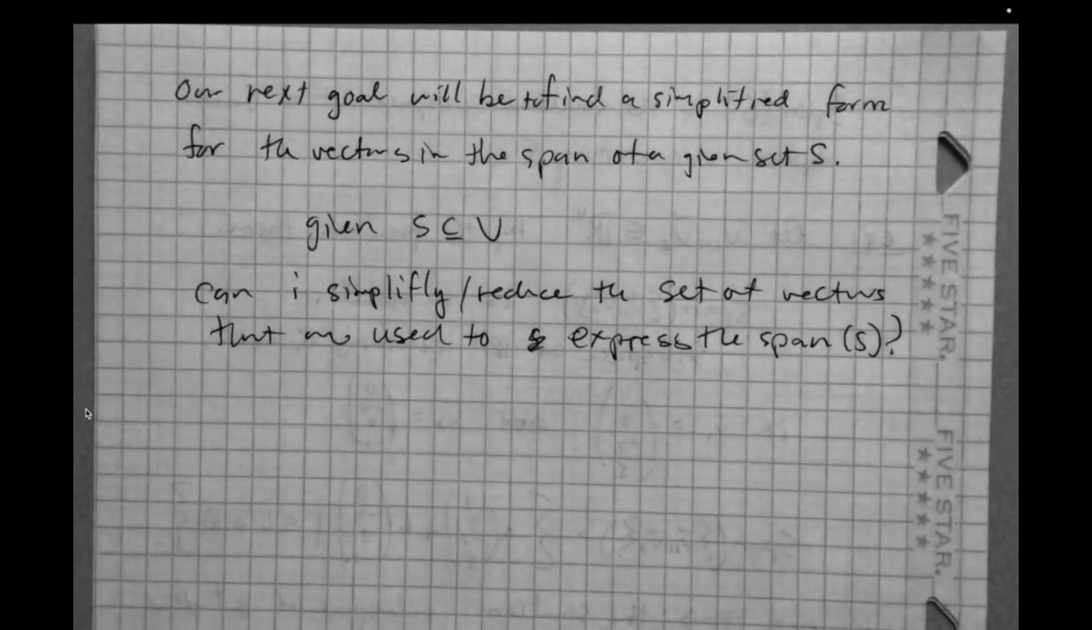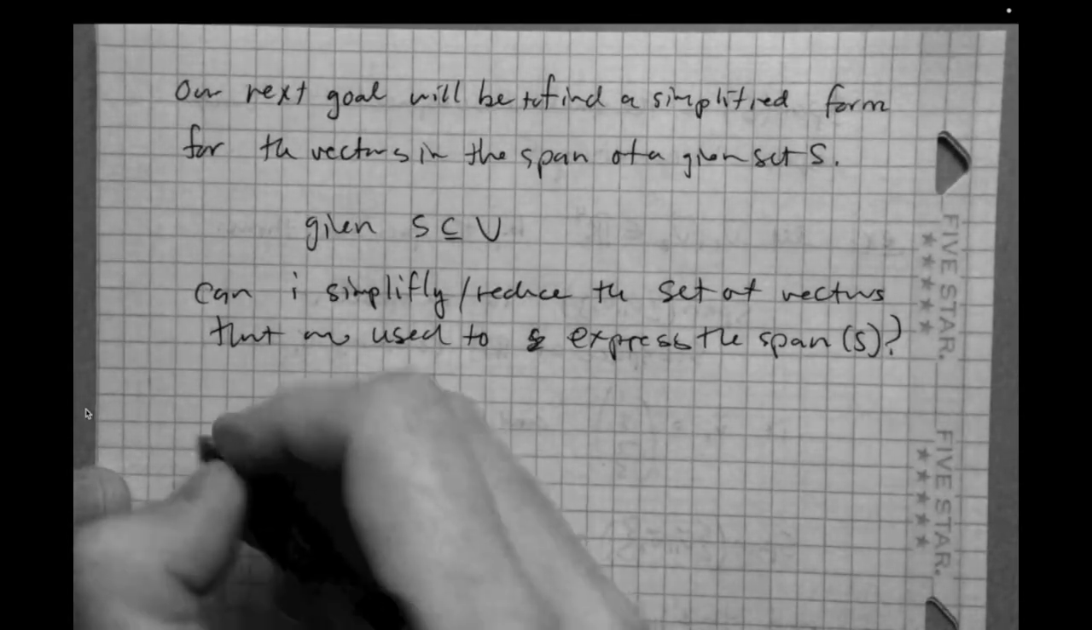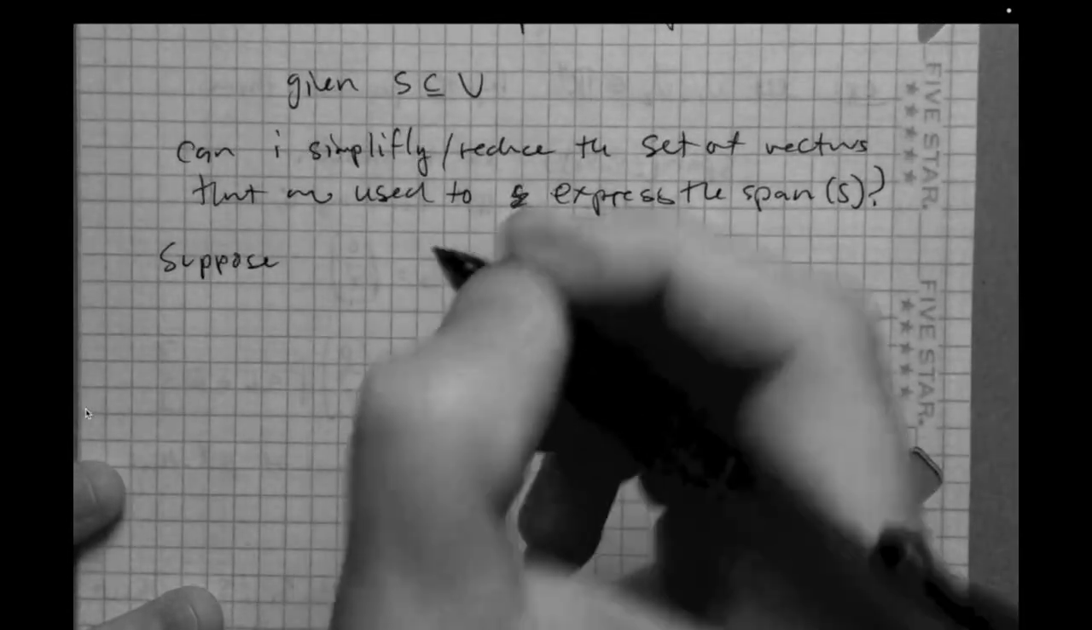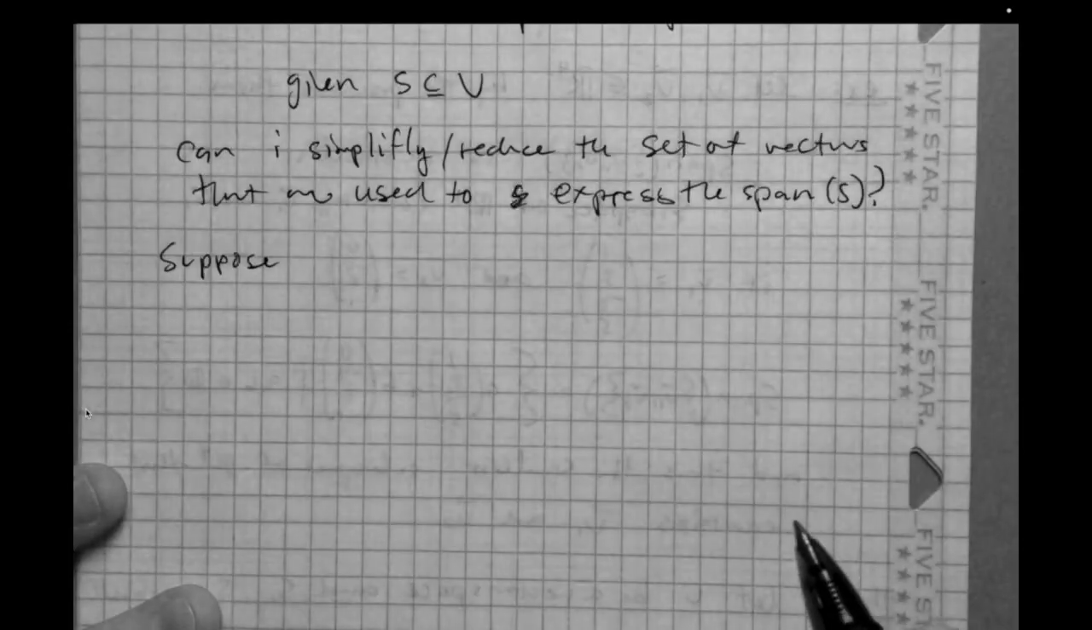And here's how it goes. So suppose S is a finite subset of Rn.